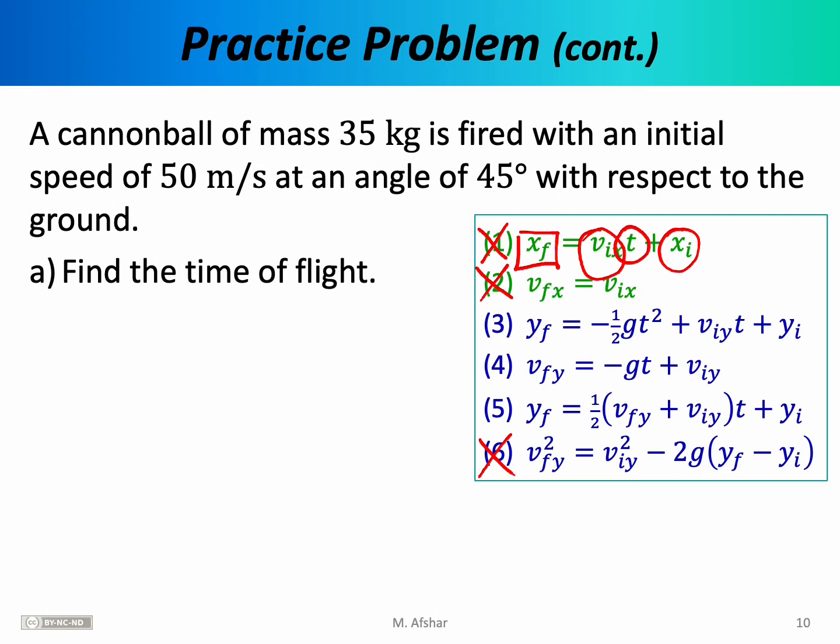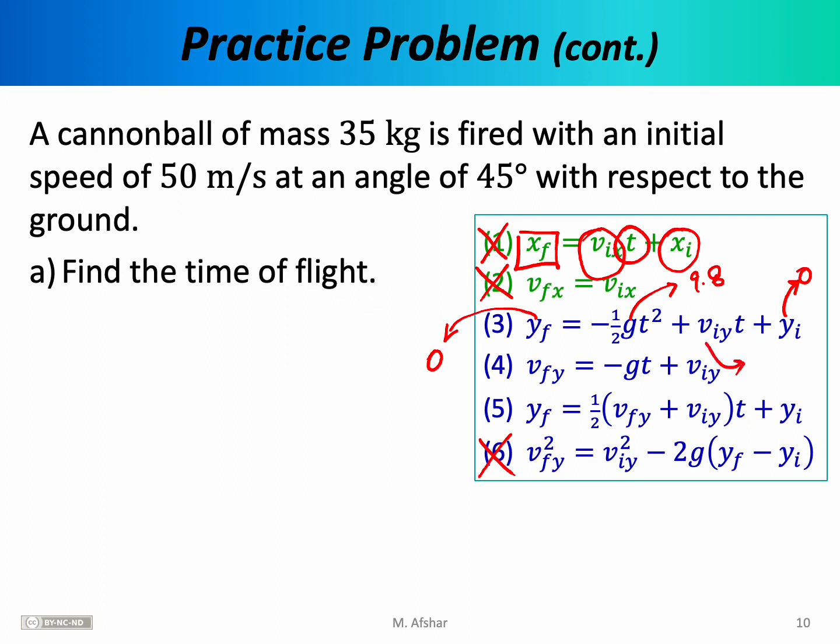Equation 3 turns out to be a good equation. I know that the projectile starts on the ground, so I can set this equal to 0. And I also know that the projectile eventually lands on the ground, so I can set y final also equal to 0. I know what g is. g is simply 9.8. And I also know what the initial component of velocity in the y direction is.